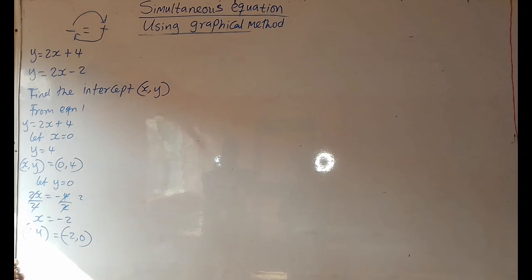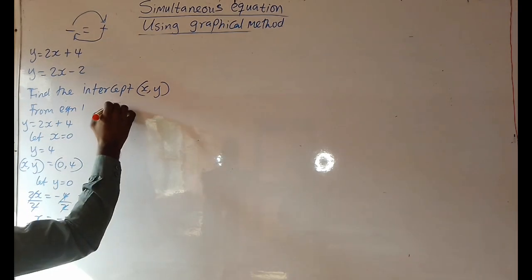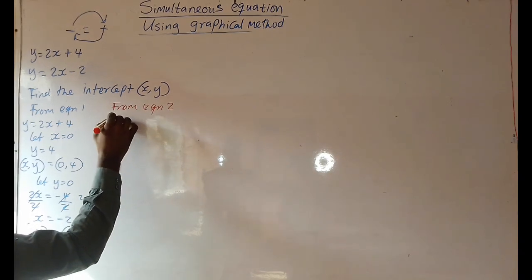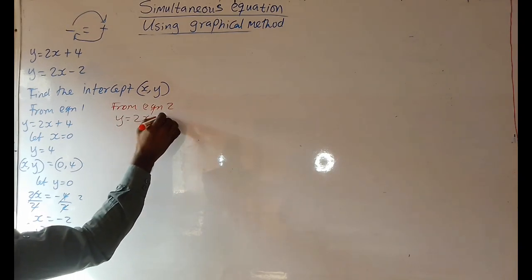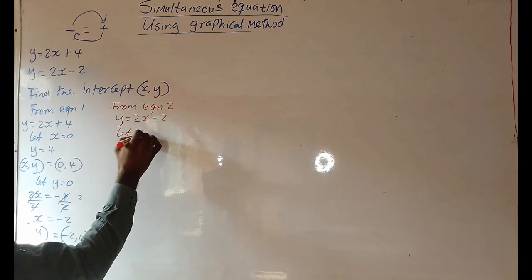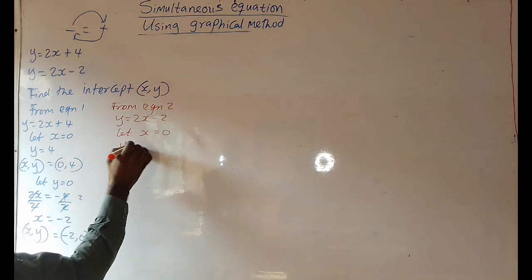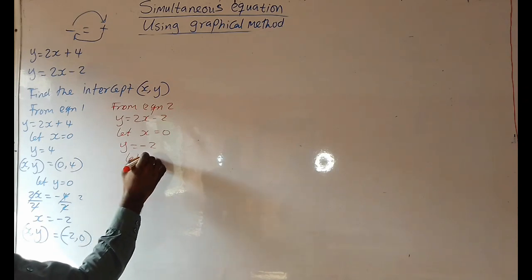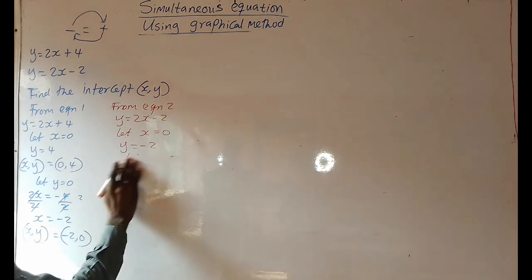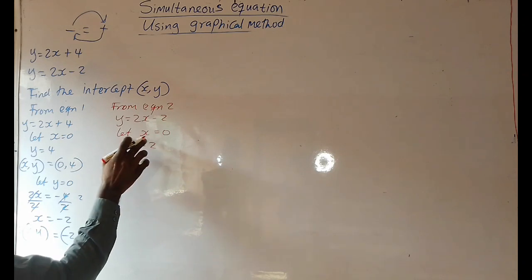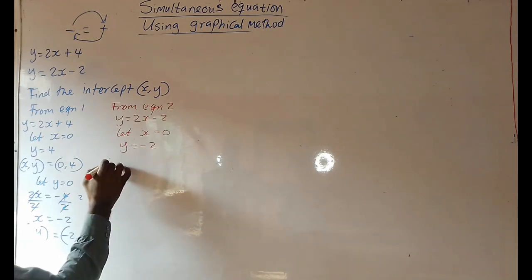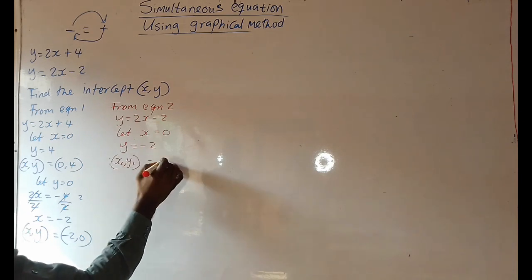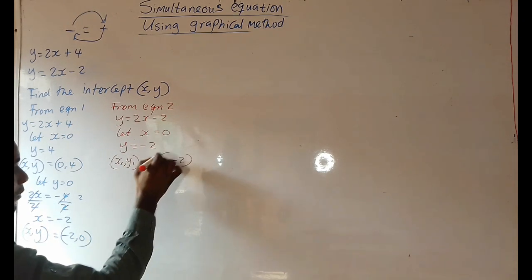Now, let's find the intercept for equation 2. From equation 2, we have y equals 2x minus 2. Let x equal 0. When x equals 0, our y is minus 2. Therefore, my x2, y2 equals 0, minus 2.